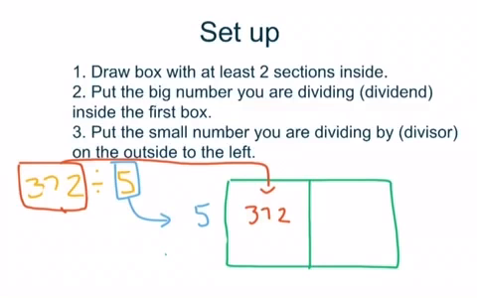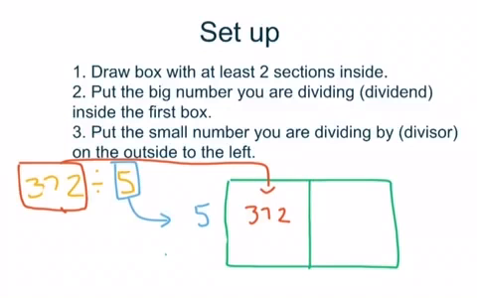So to set this up, what you've got to do is draw a box like normal. You start with two sections. You can always add a section to the right if you need to. But I start with two, because I know I'm at least going to need two, unless it's like a small number, and then I wouldn't divide with an area model to begin with.